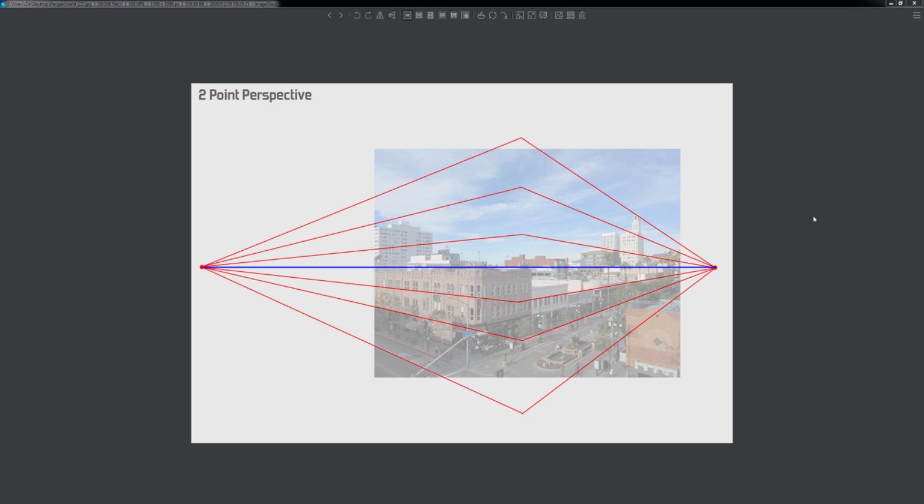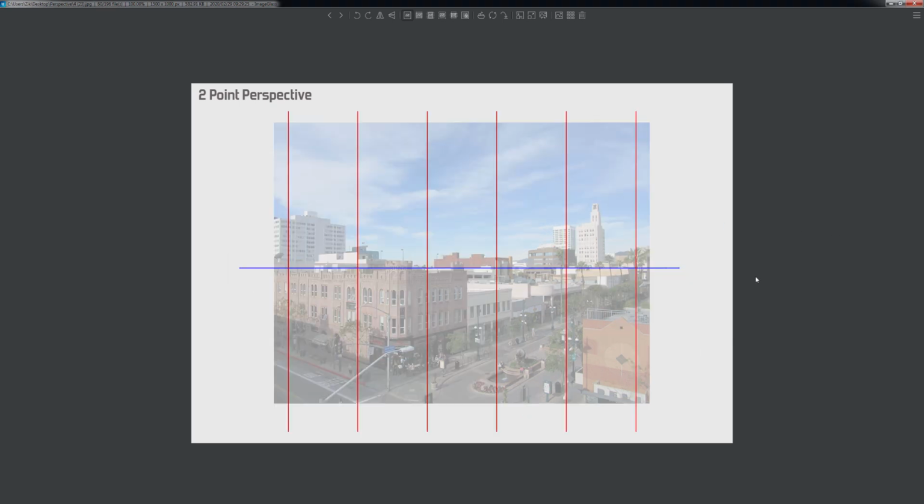Okay, let's discuss what else is important with 2-point. So our horizontal lines now are no longer horizontal. They converge to a vanishing point either on the left or on the right. And then our vertical lines, they're still vertical, just like in 1-point perspective.